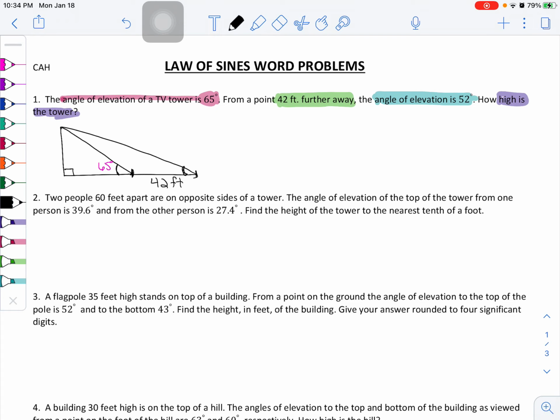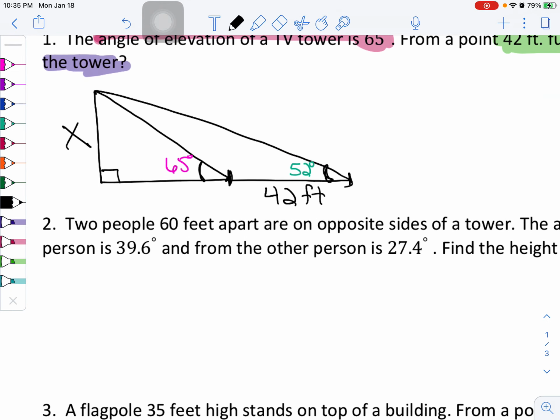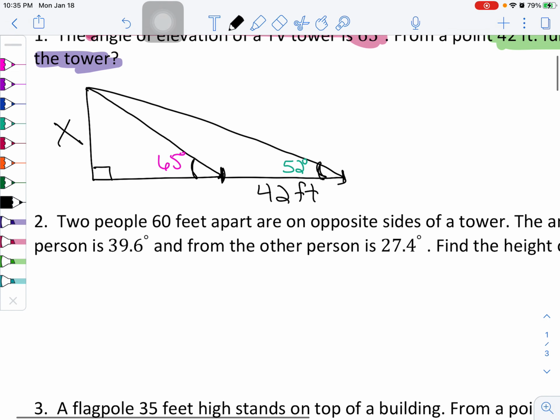Now the angle of elevation is this angle right here, and that's 52 degrees. So the question is, how high is the tower? This was our tower over here, so that's my x. Now I'm going to zoom in just on the picture because that's going to be my focus now. I don't need to worry about the word problem because I have filled in everything I can.